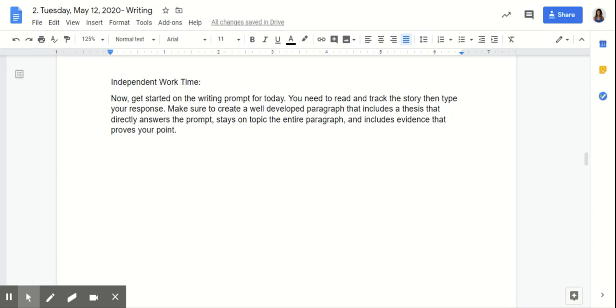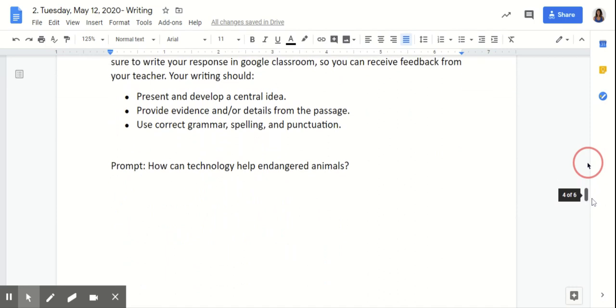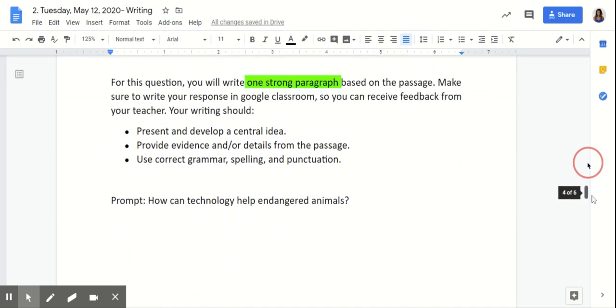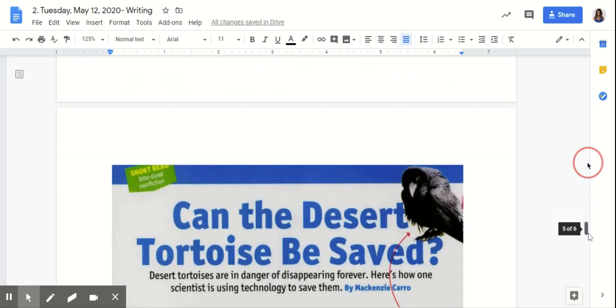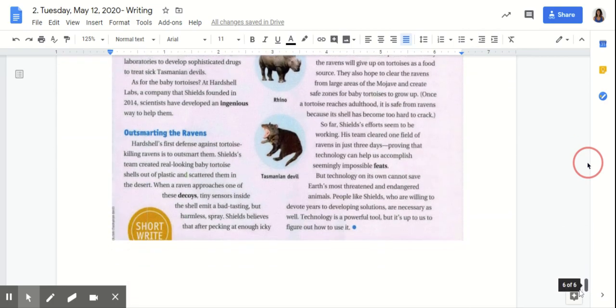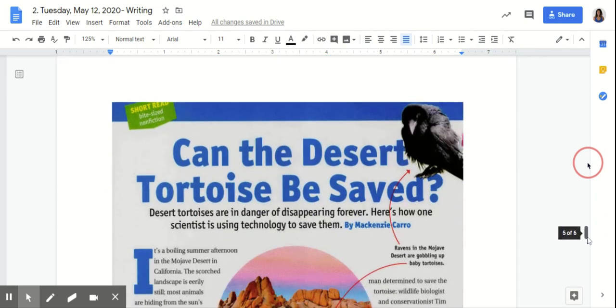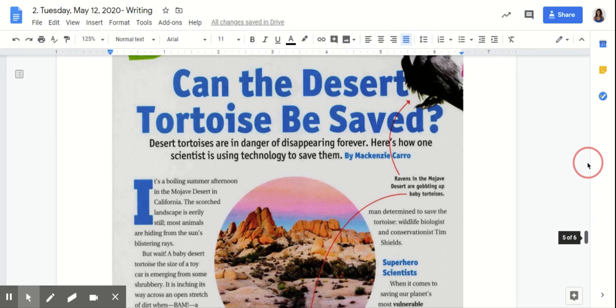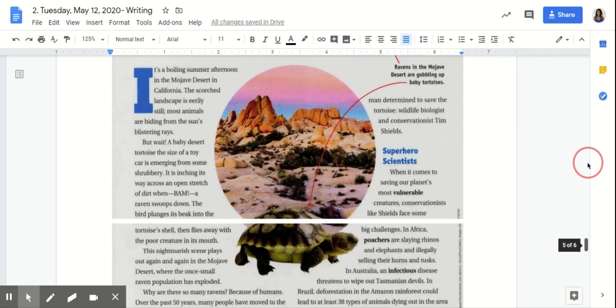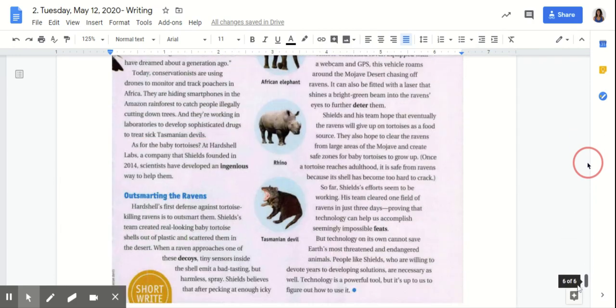Your secret code for today is cookies. Make sure you spell that correctly in all lowercase letters. All right, so the prompt that you guys are going to have is, how can technology help endangered animals? So, of course, you guys need to read this text that is presented to you. Once you're done reading, of course, you need to be looking for creating that point that you are trying to prove, going back to the text to capture pieces of evidence that will prove your point within that paragraph that you are going to be sharing.